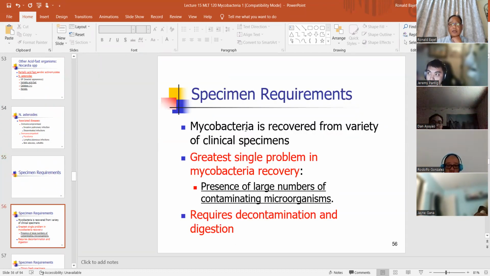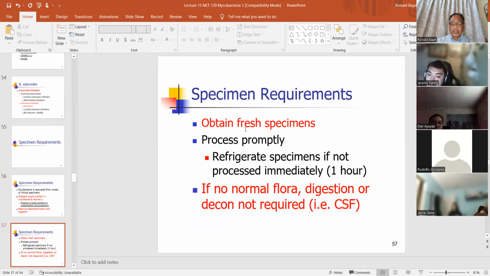Specimen requirements. Mycobacterium is recovered from a variety of clinical specimens, and the greatest single problem in recovering Mycobacteria is the presence of large numbers of contaminating organisms, like bacteria and fungi, organisms that are not acid fast. So the isolation or preparation procedure includes the elimination of all these bacteria and fungi, and it requires the procedure called decontamination and digestion.